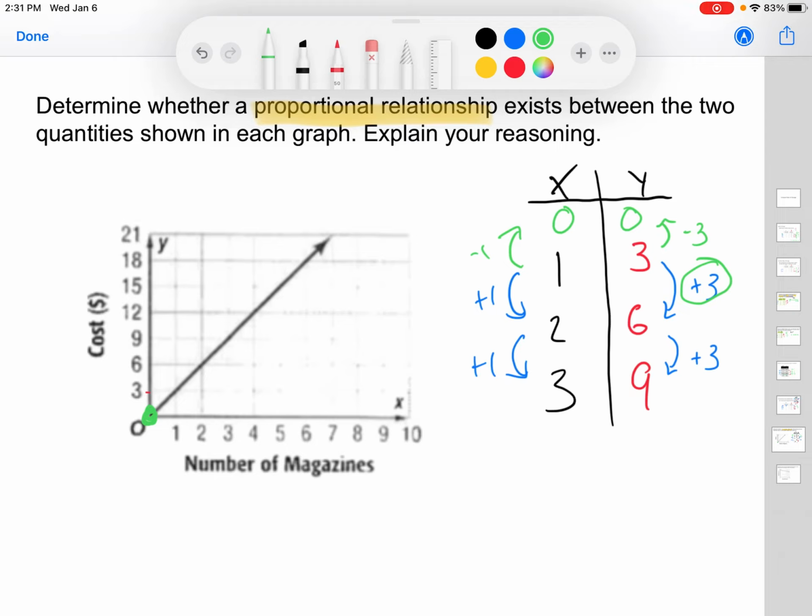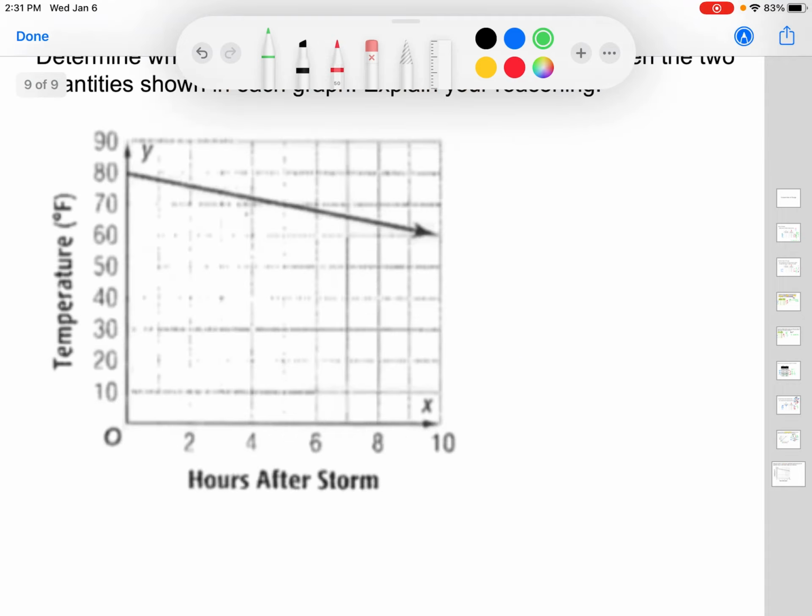So the nice thing is when they give you a graph and ask if it's a proportional linear relationship, you can just look at this graph right away and you can say, okay, this line, it goes through 0, 0. So yes, there is a proportional linear relationship. Likewise, in a situation like this, we can see it doesn't go through 0, 0. So I know there's not a proportional linear relationship.